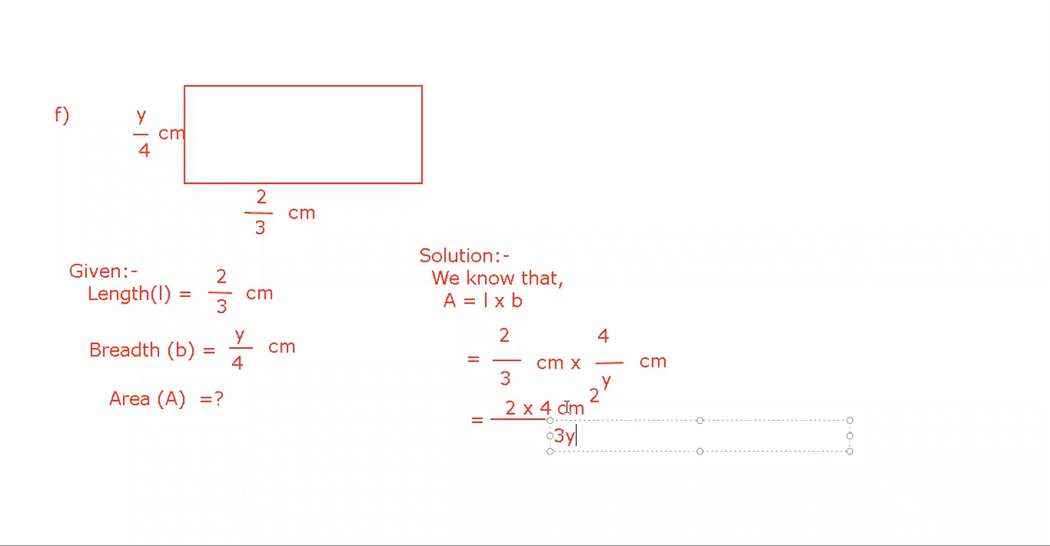So it is equal to 8 in the numerator and then denominator 3y. We can write centimeter square here. This is our answer: 8/3y centimeter square is our answer.